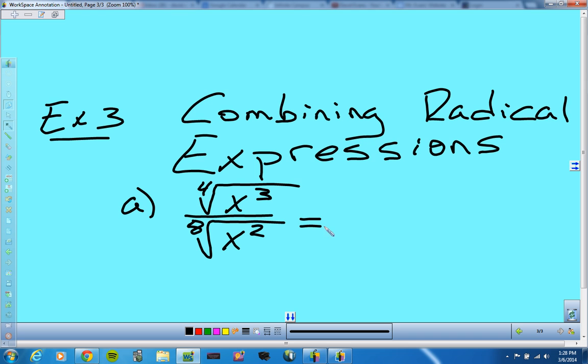A lot of times what they want you to do is write it in a different way, and then you can see the simplification. So how can I go from radical to rational in the numerator? What does that fraction become? X to the what power? X to the 3/4 power. The index goes to the denominator of the fraction, and then the cubed part goes to the numerator of the fraction.